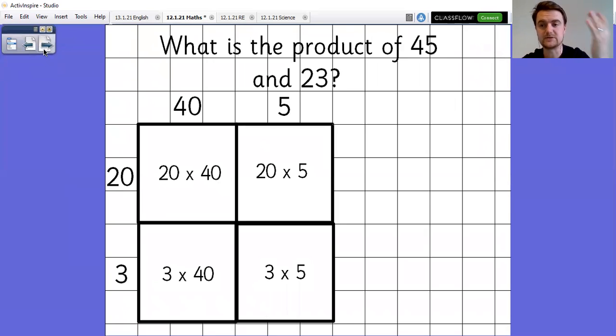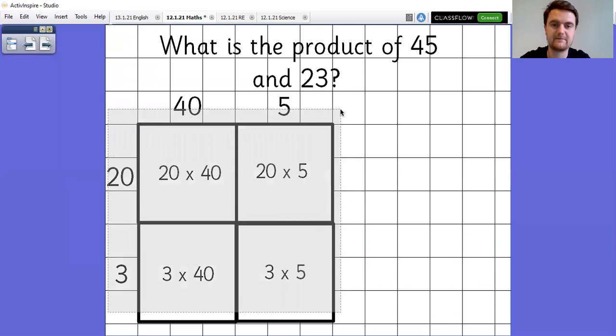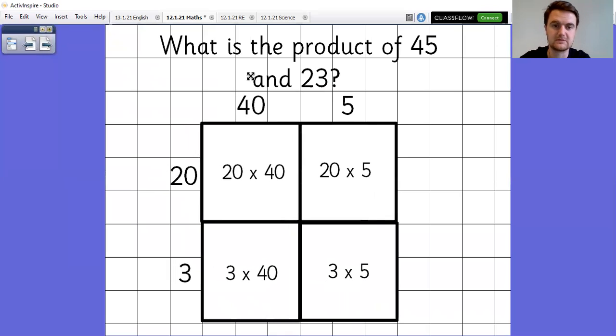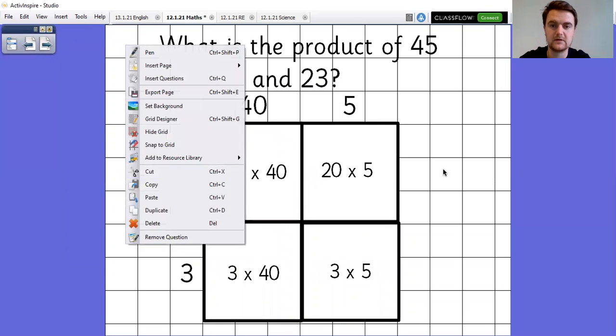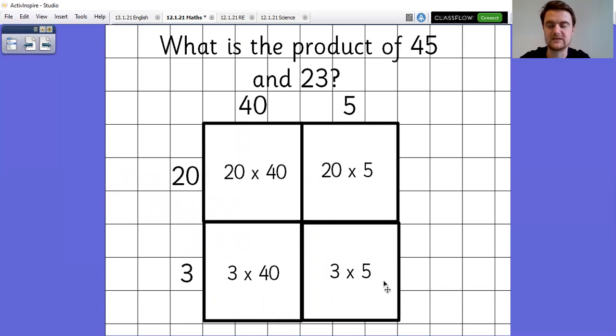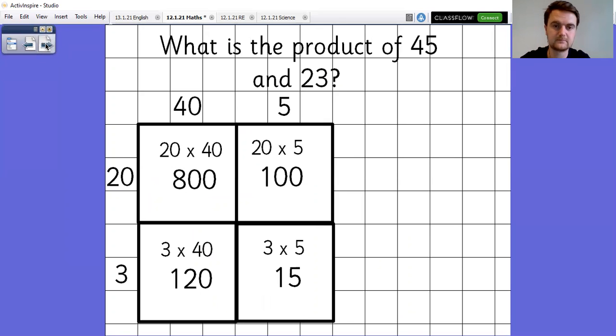Now let's have a look at how we could do that using yesterday's method as well. So I'm going to partition both numbers into 40 and 5 and 20 and 3. And I'm going to use that grid method. So I have my 4 multiplication sums. So I've got 20 times 40, 20 times 5, 3 times 40, and 3 times 5. Once I've worked them out, I know that 3 times 5 is 15, 3 times 4 is 12, so 3 times 40 must be 120, 2 times 5 is 10, so 20 times 5 must be 100, 2 times 4 is 8, which means I'm adding those 2 extra zeros, so that must be 800.